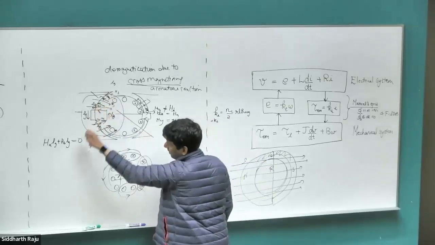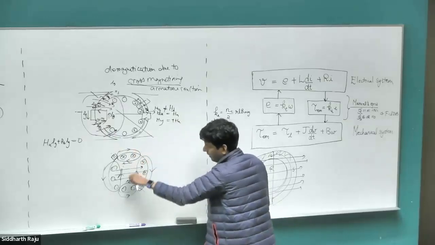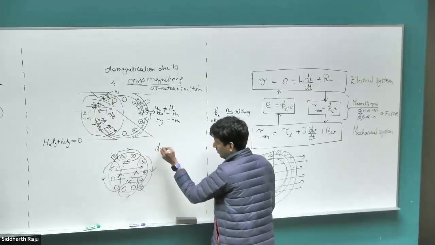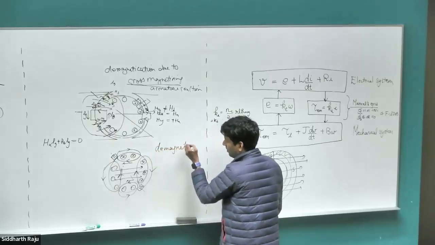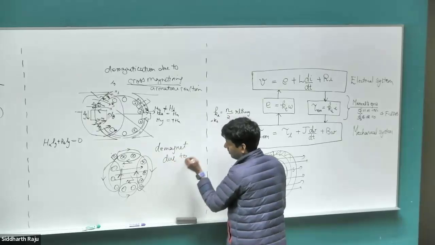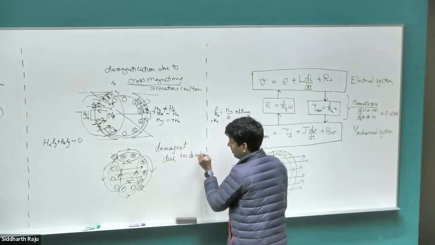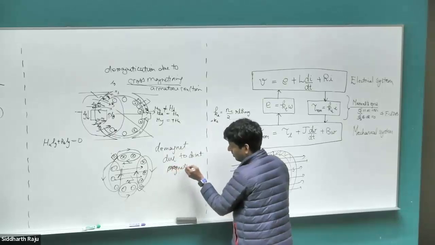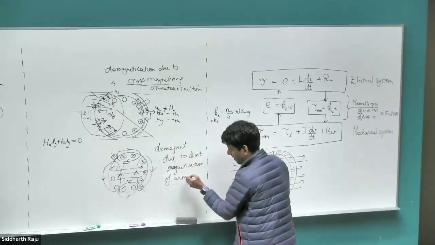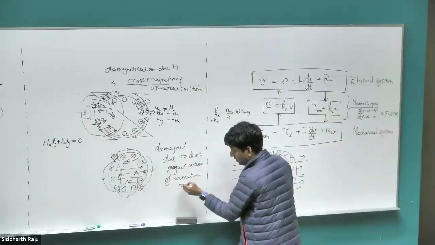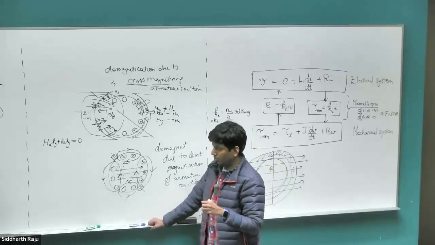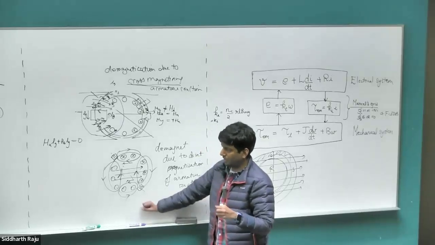So here, the earlier demagnetization was due to the nonlinear saturation effect. In this case, the demagnetization is total across the full pole face. So this is demagnetization due to direct magnetization of armature reaction. And both of these demagnetizations have their own problems. As we saw last class, they'll make the motor unstable.